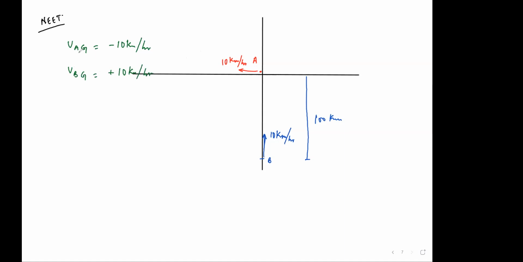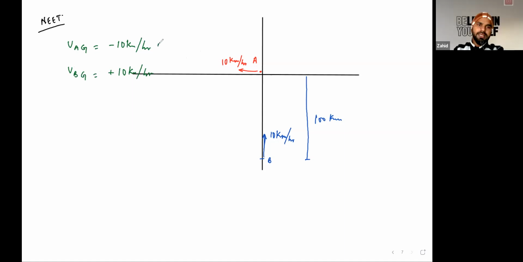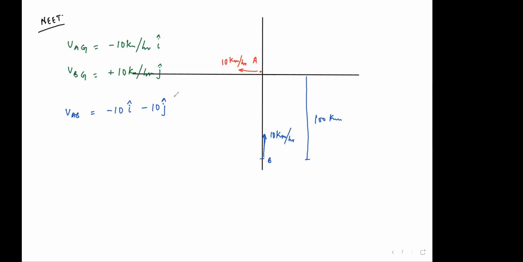Yes, sir. You may take this particular A along i cap and this B along j cap. Now, for A with respect to B, it will be VA minus VB. So VA is minus 10 i cap and VB is plus 10 j cap. Is it clear? Yes, sir.